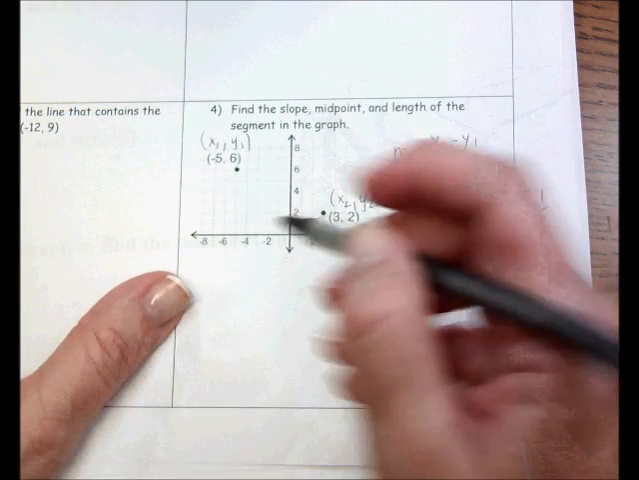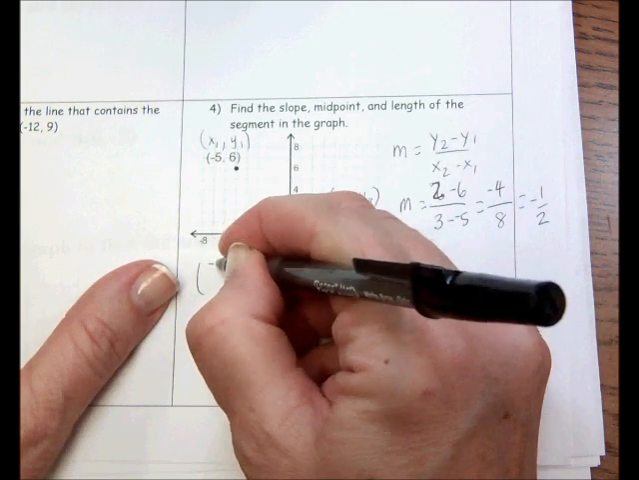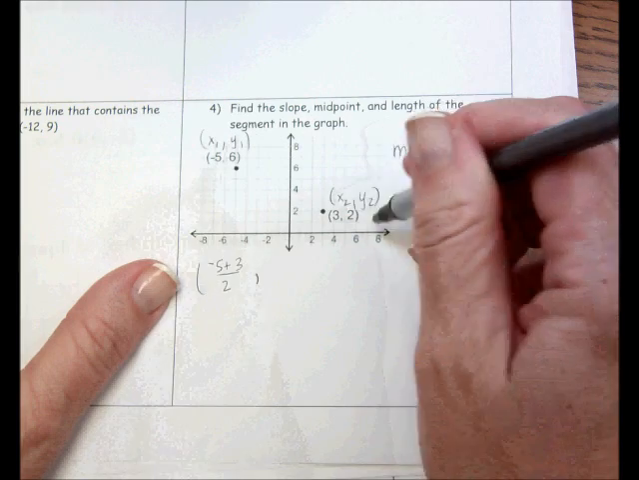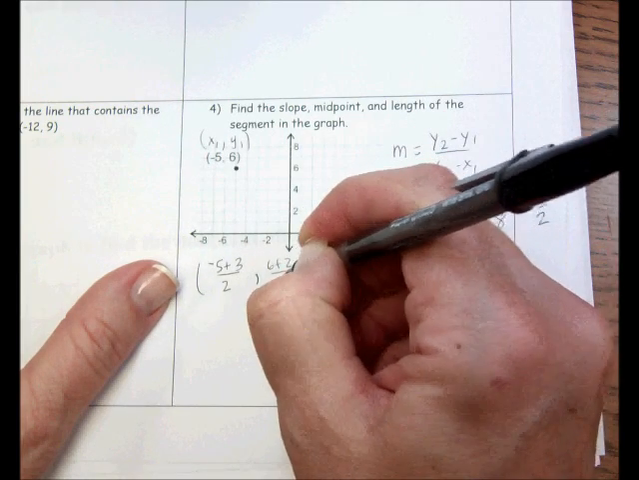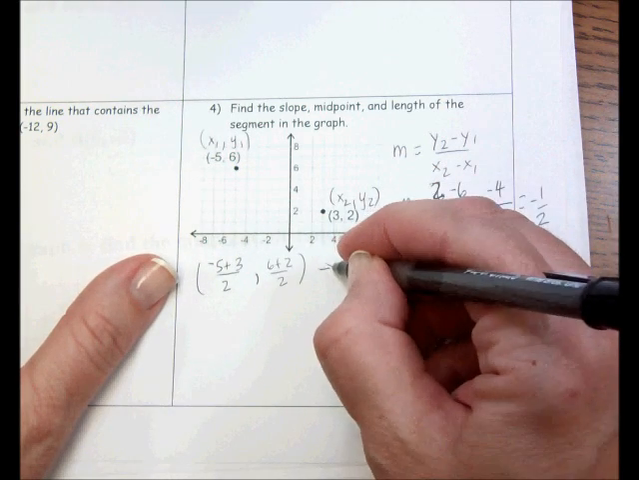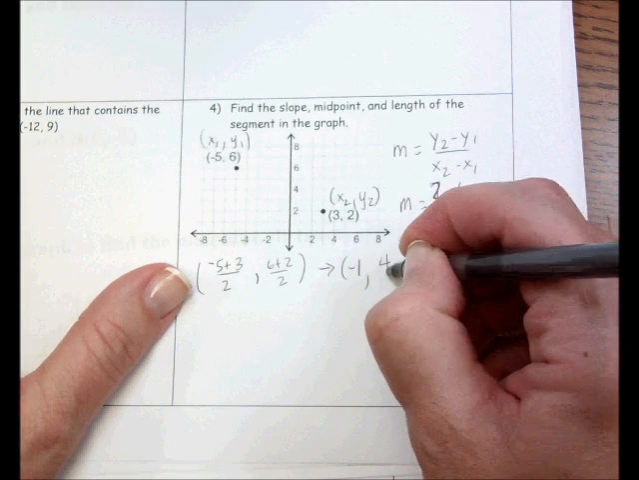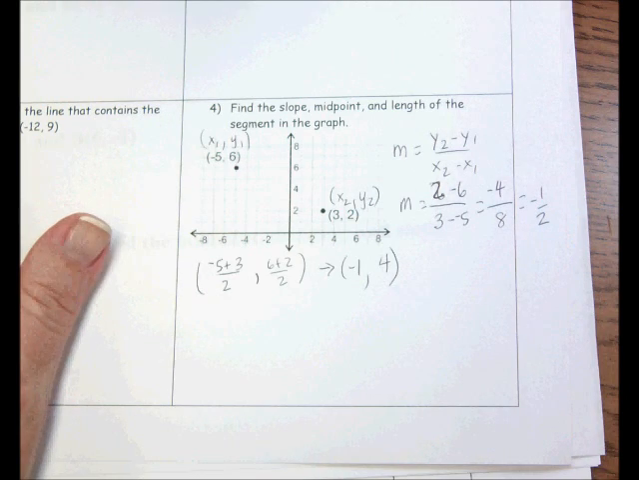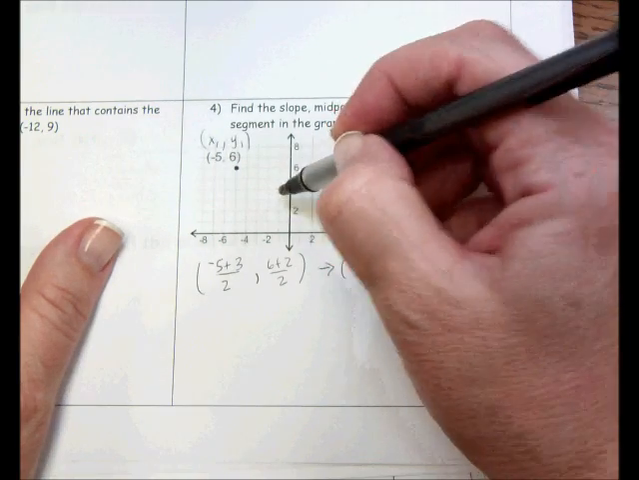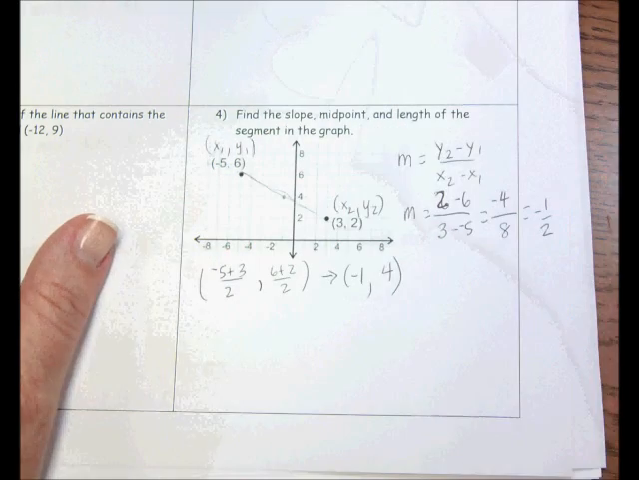Now the next thing it asks me to do is to find the midpoint. So what I do is I take the two x's and add them together. So I have negative 5 plus 3, and take that and divide by 2. That will be my new x. And my new y is 6 plus 2 divided by 2. And whenever I simplify all of that, it becomes negative 1, because negative 2 divided by 2 is negative 1. And then 4 is my y value of my midpoint. So I have a midpoint negative 1, positive 4, and you can always draw it in just to make sure that you have gotten it correctly, because it will appear to be in the middle of that line.